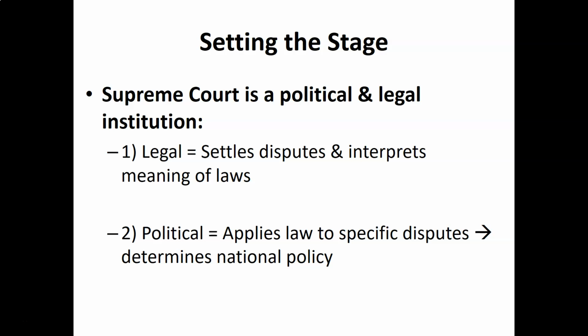So, setting the stage. Remember, the Supreme Court is a political and legal institution. Now, its main job is legal. That's why it's number one. It's there to settle disputes and interpret the meaning of laws, specifically the meaning of laws as they relate to the Constitution. And then two, politically, they apply the law to specific disputes and then determine national policy. It's supposed to be outside of the actual realm of the parties. It's just supposed to be, okay, here's national policy. This is how they're determining it for the country.